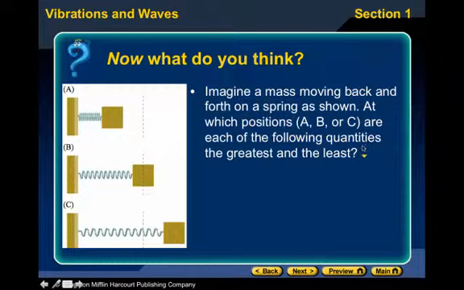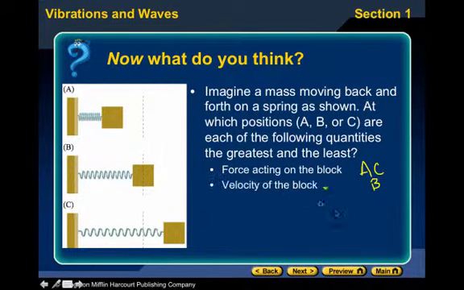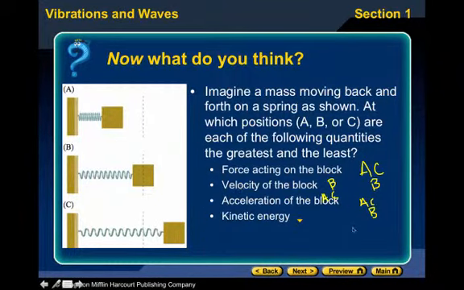Okay, so what do you think now that we've gone through this all? Where's the force the greatest? A and C. And where is it the least? Where is the velocity of the block greatest? And where is it the least? Acceleration is the greatest at A and C. And the least? So A and C are pretty much the exact same except location. Yep, they're just opposite, but they're the same maximum.